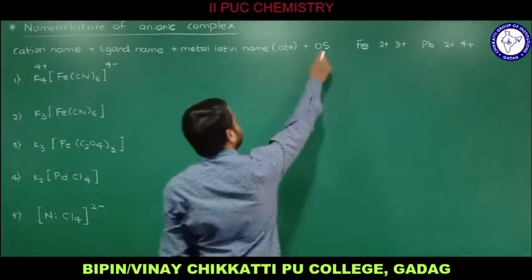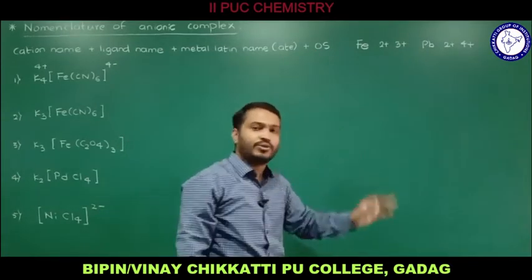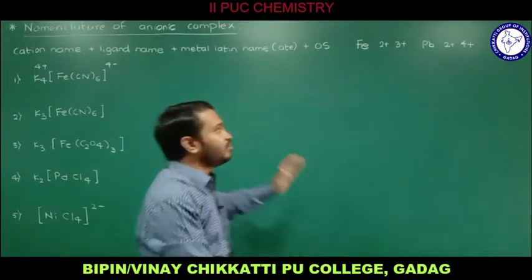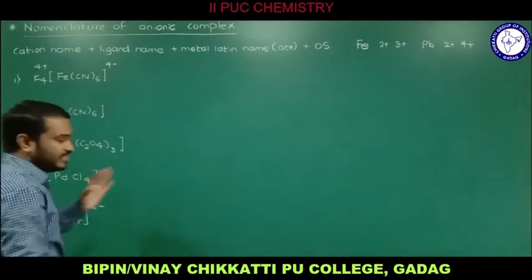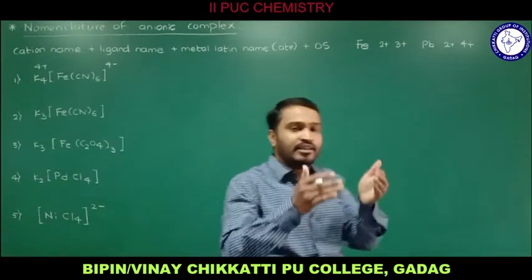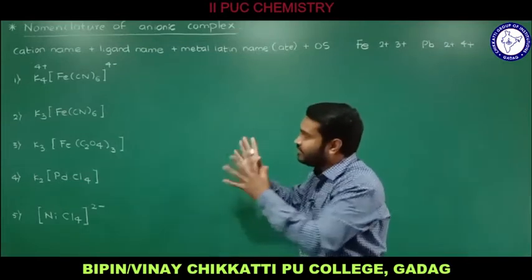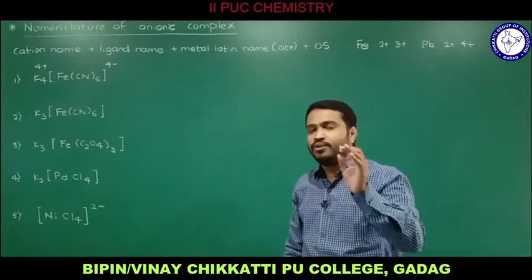And later we are supposed to write the oxidation state of the central metal atom, in brackets, in a Roman number. So this is the rule I am supposed to tell in brief. Now we'll see examples. Examples are the very important ones. The rule I said is to understand the fundamentals so that we can write the names. Of course the rule is not strictly required; if you solve the examples you will know the rule itself.